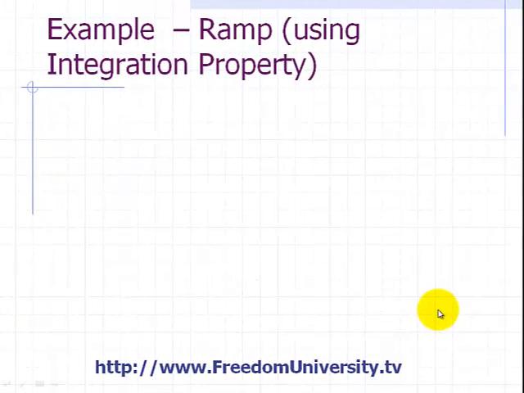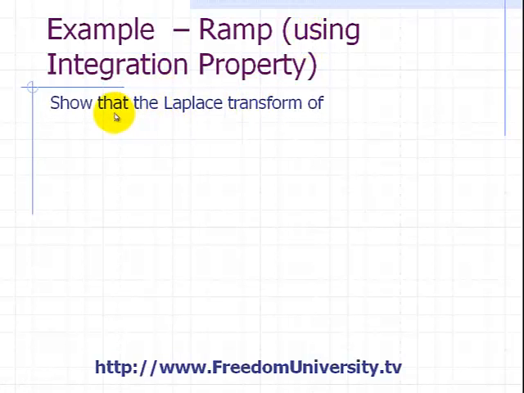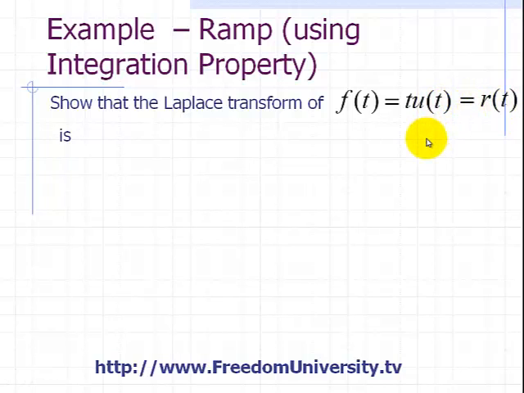In the next video, I'm going to show you the Laplace transform of a ramp using the integration property. We're going to show that for f of t equals t times u of t, which is equal to r of t, its Laplace transform is 1 over s squared. Why don't you apply the integration property of the Laplace transform and find the Laplace transform of the ramp and see if you can get 1 over s squared.